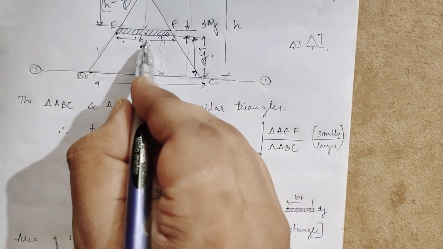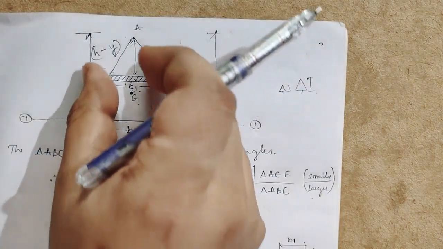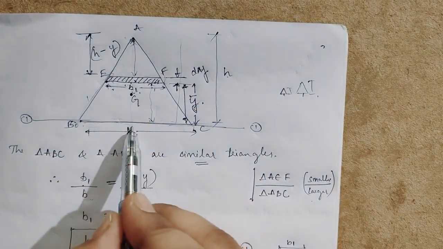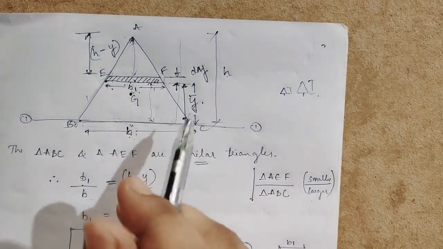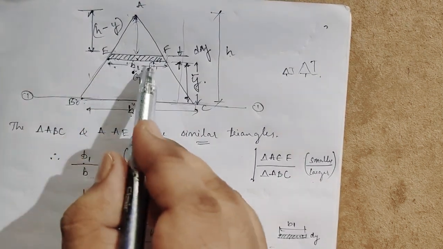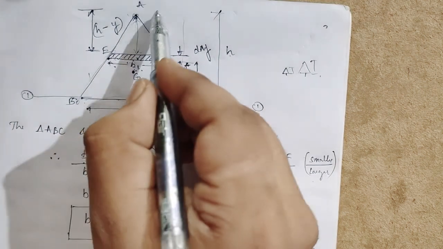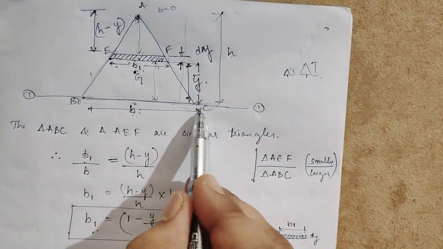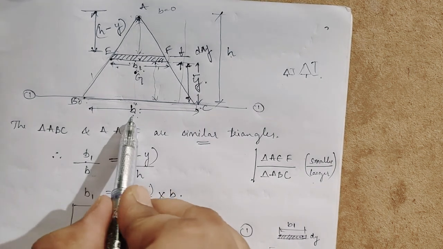So this is b1, right? When the elemental strip goes up, the depth will be 0. When it comes down, the maximum depth will be b. Okay, understand? If the elemental strip is at the peak point a, then the breadth is 0. If it comes to the bottom reference line, the elemental strip width will be b.